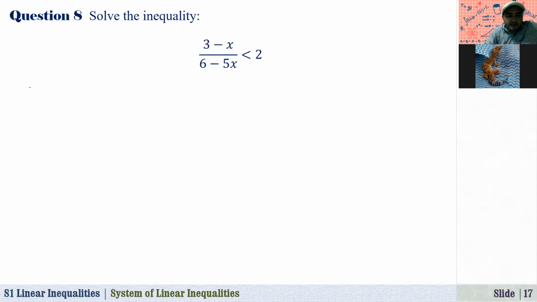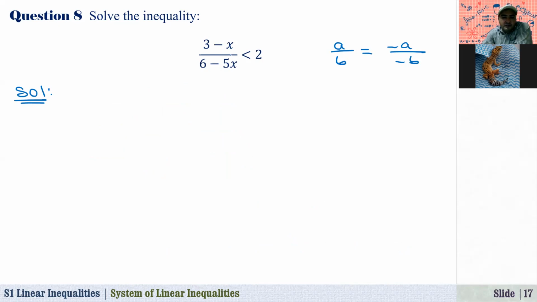Another example, a similar example, but this time we have 2 on the right hand side. So again, what do we do here? First, we know that a over b is the same thing as minus a over minus b, because if you multiply the numerator and denominator of a fraction by any constant number, the value of the fraction does not change, except for 0, of course. In the numerator we have 3 minus x, in the denominator we have 6 minus 5x.